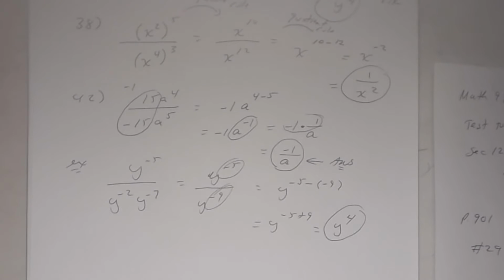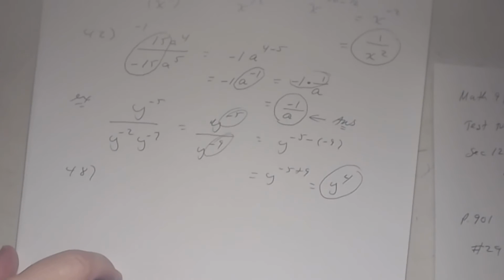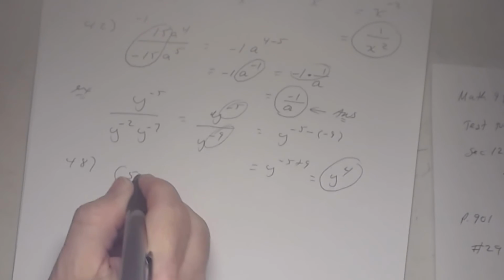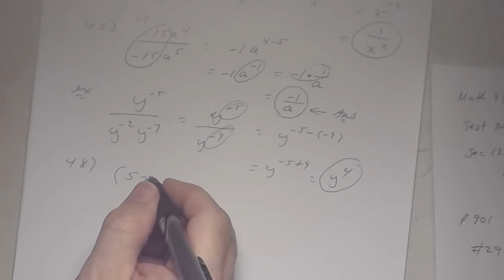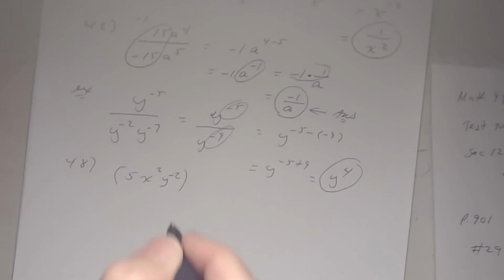Okay, 48. All right, 48, you have, in parentheses, 5x squared y negative second, raised to the second power. Okay, what rule are you going to use here? Power of a product. Power of a product.